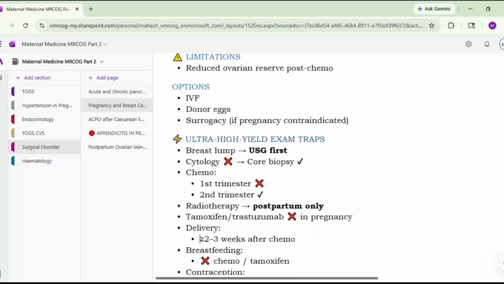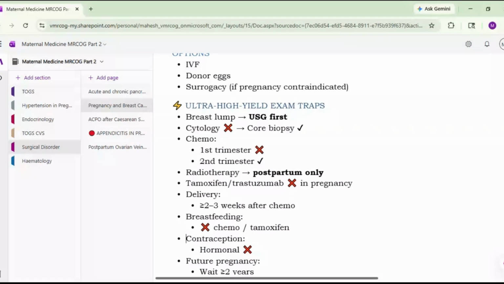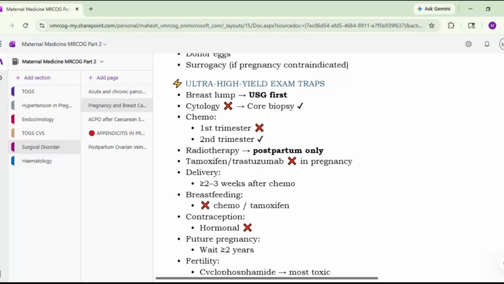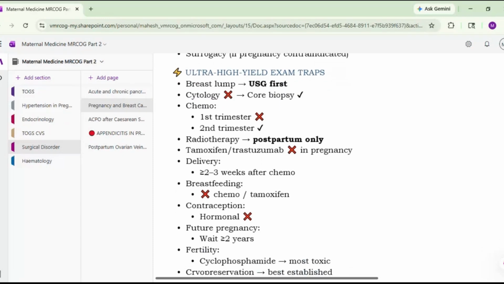So the take home message: for breast lump investigation, ultrasonography first. Cytology is not indicated. What is indicated is a core biopsy. Chemotherapy is contraindicated in the first trimester, however safe in the second trimester. Radiotherapy can be given in the postpartum period only. Tamoxifen and trastuzumab cannot be given in pregnancy. Delivery should be 2 to 3 weeks after the chemotherapy. Breastfeeding cannot be given if the patient is taking chemotherapy or tamoxifen.